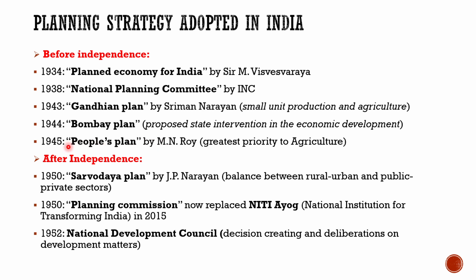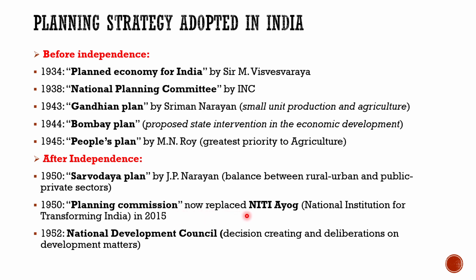In 1945, People's Plan was proposed by M.N. Roy, which put greatest priority to agriculture. After independence, in 1950, Plan Sarvodaya was proposed by J.P. Narayan, which actually wanted to make balance between rural and urban India, public and private sectors. In 1950 only, Planning Commission was formed, which was an apex body in formulating plans for all over India and executing it.